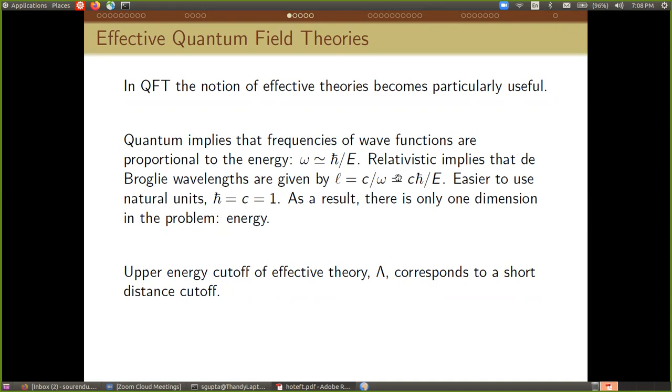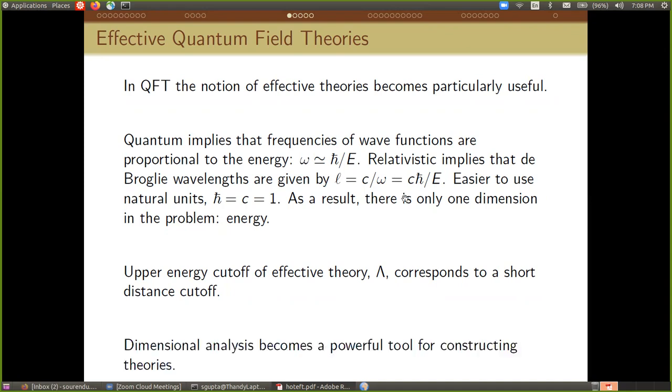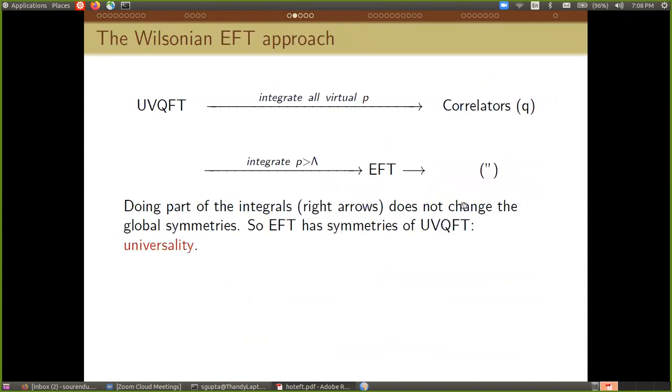And if you look at it this way, then you have a certain gain, because dimensional analysis becomes a very, very powerful tool for constructing these effective field theories. And that's how we will approach it.